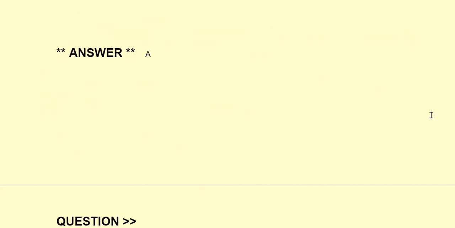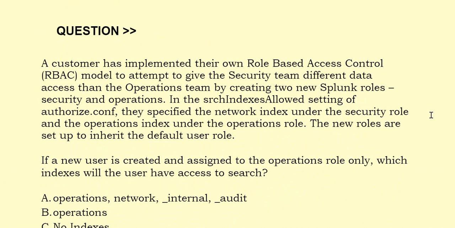The correct answer is option A. Our next question is, a customer has implemented their own role-based access control (RBAC) model to attempt to give the security team different data access than the operations team by creating two new Splunk roles, security and operations. In the srchIndexesAllowed settings of authorize.conf, they specified the network index under the security role and the operations index under the operations role. The new roles are set up to inherit the default user role. If a new user is created and assigned to the operations role only, which indexes will the user have access to search?